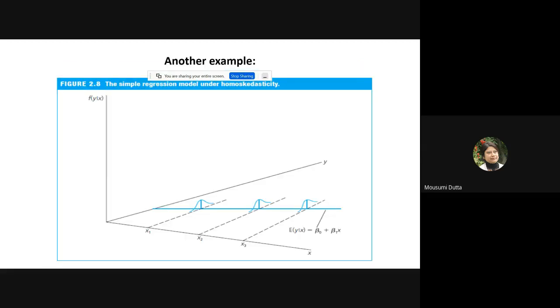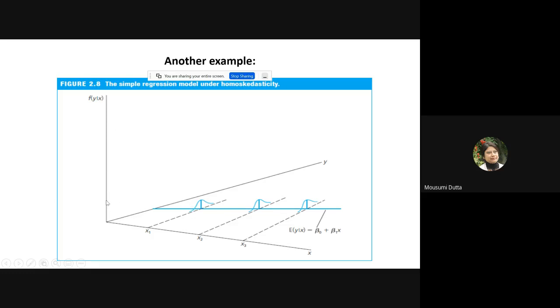Okay, this is another example. It is a 3-dimensional plot. Here, this is the line, this is the XY plane. So this is the line and scatters are there around the fit. Again, we are considering the distribution at x1, x2, and x3. That is, we are considering expected value of y given this value of x, this value of x, and this value of x. And we are getting the spread as similar.